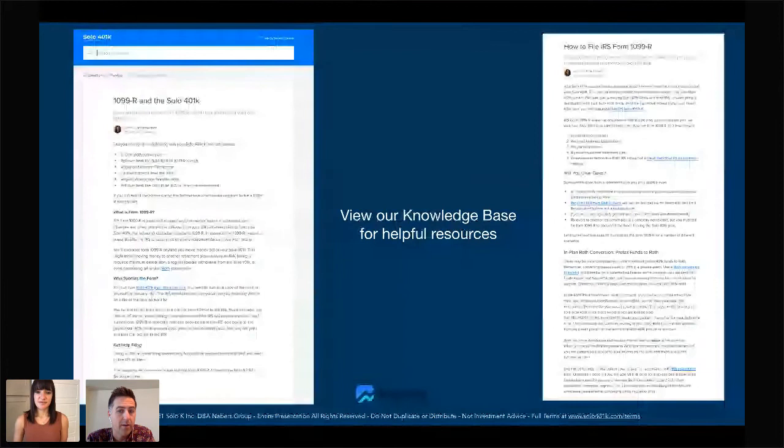Also, check out our knowledge base for helpful resources. If you go to support.solo401k.com and type in 1099-R, it's going to pull up a detailed article going over exactly what you need to do. It actually has links to preferred providers that do the 1099-R. So if you guys have any doubts about that, just go there and use that article. It goes step by step through the process.